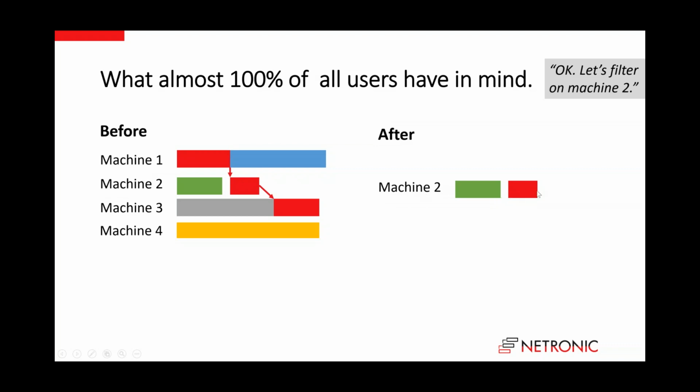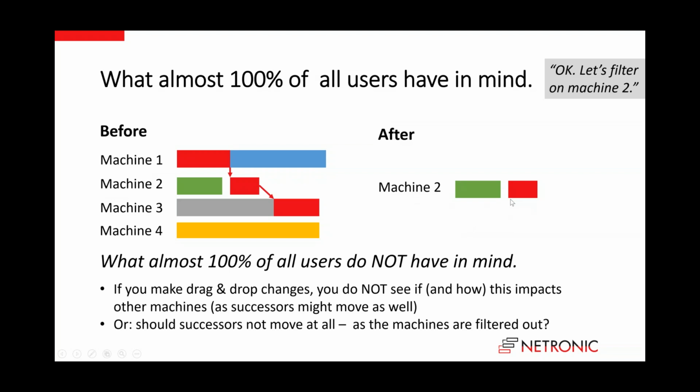Also, it could be the case that I would move it to the right, and then what happens if I move it beyond this point, if I move it to here? Should this move? Should this not move? If it moves, what happens if I violate the due date? So if you filter on a machine, there are all these questions that I just talked about that almost 100% of all users do not have in mind.